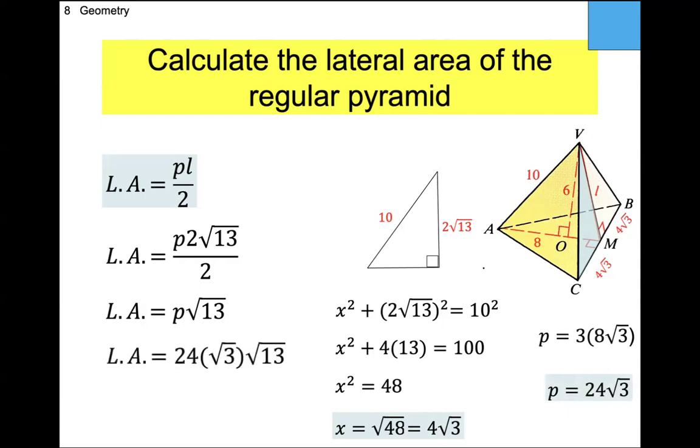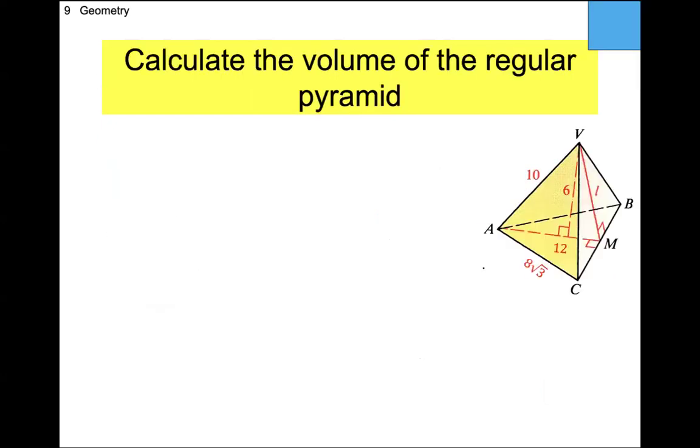Yikes, throw all this together. The square root of 3 times the square root of 13 is the square root of 39. So I get 24 root 39 square units. That's just my lateral area, by the way. And it says calculate the lateral area. It didn't say calculate the volume, but that would be even more challenging. Okay, wow, indeed. All right, so the last one is the volume.